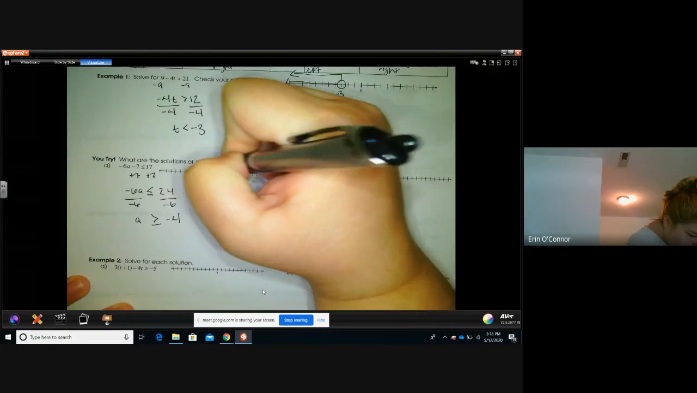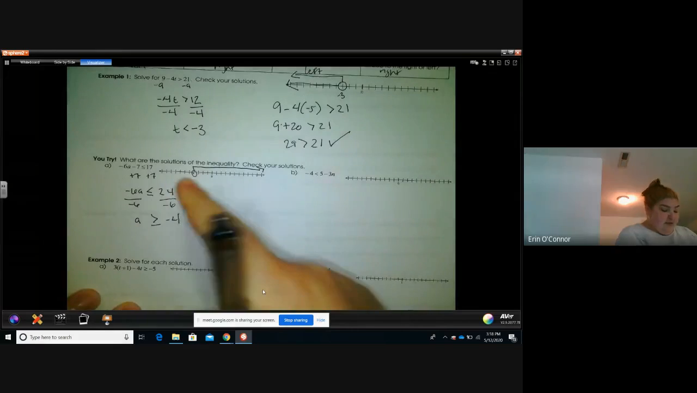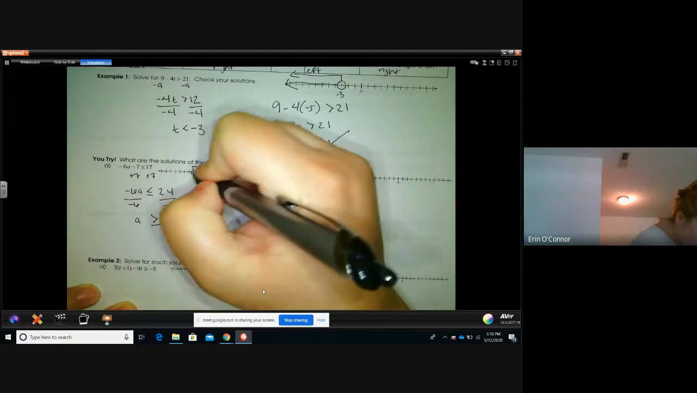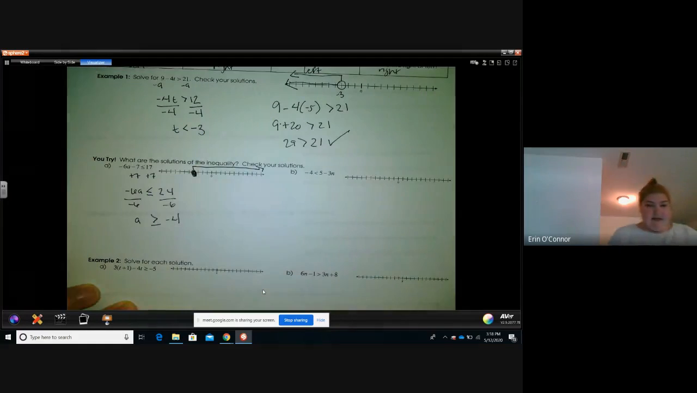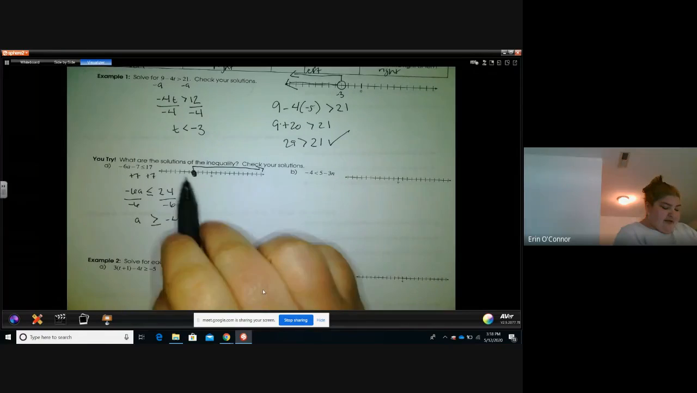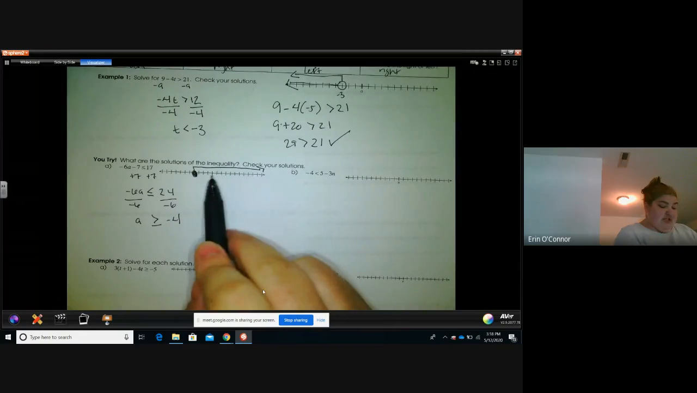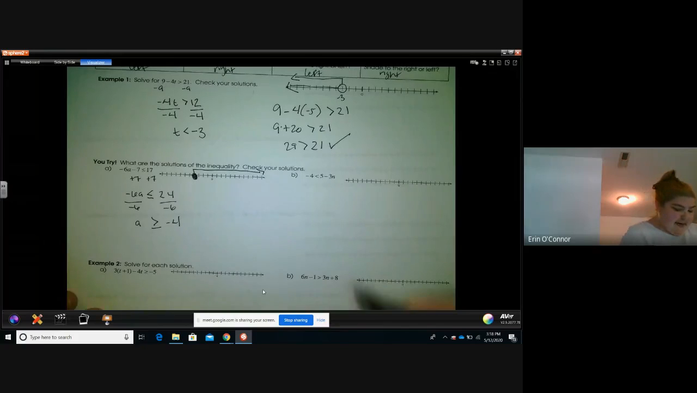It's greater than or equal to, so it goes to the right, and it's an equal to, so this is going to be a closed circle. Since we have that equal to portion, it's a closed circle. Now, what's greater than negative 4? Well, 0 is greater than negative 4, so let's plug that in.